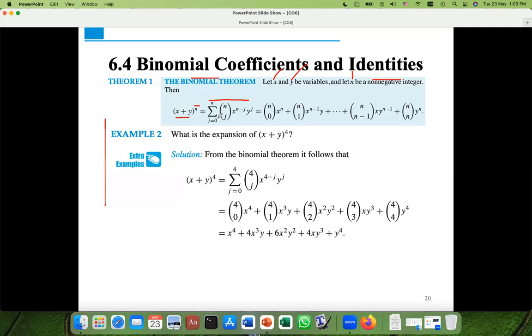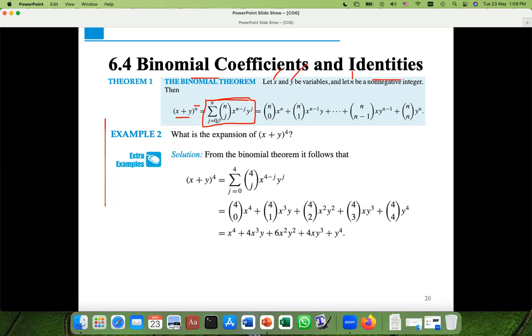And here we have sigma, which is starting from j is equal to 0 to n, and then n chooses j, or you can simply say n j. And then you have first variable x, but it has the power n minus j. And then you have the second variable y, but it has the power j. So this is the right hand side of this binomial theorem, but it is also the closed form. It is not opened yet.